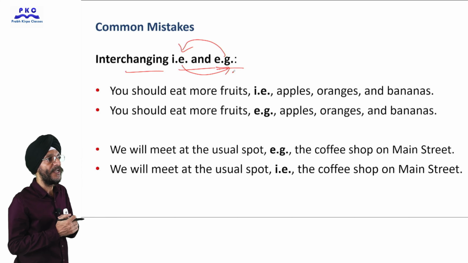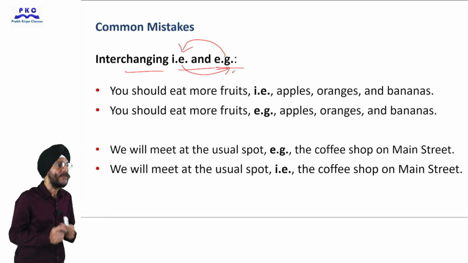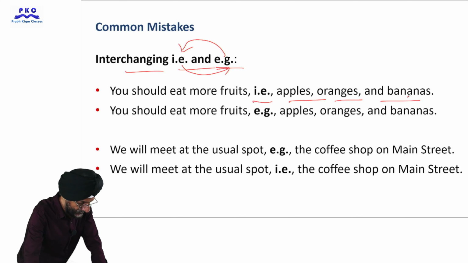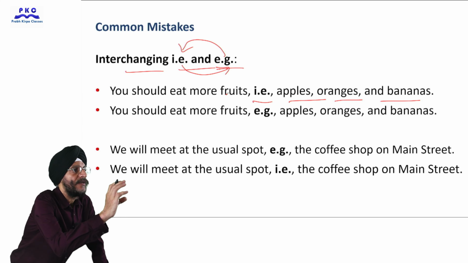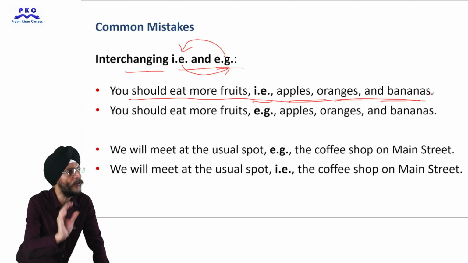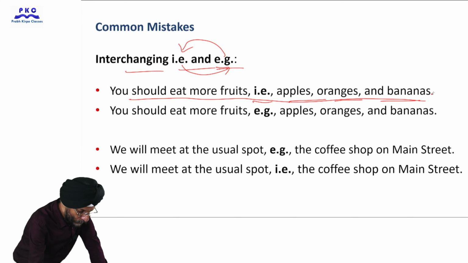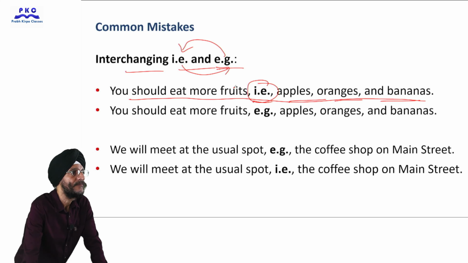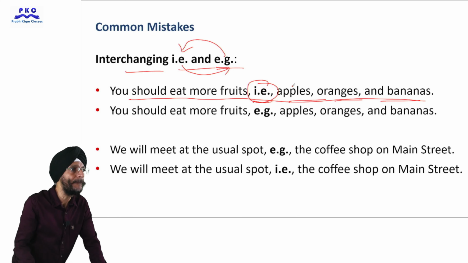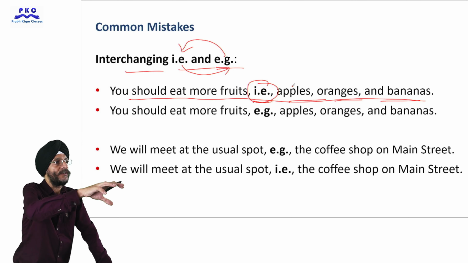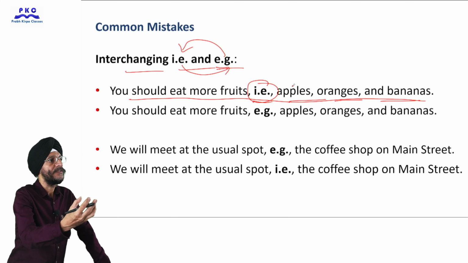We understand the same with the help of examples. You should eat more fruits, that is apples, oranges and bananas. If we see this sentence, it is grammatically okay. But here to use the word i.e. is not appropriate, because here we are giving the examples of fruits and we are not telling what the fruits are. We are here giving the examples.